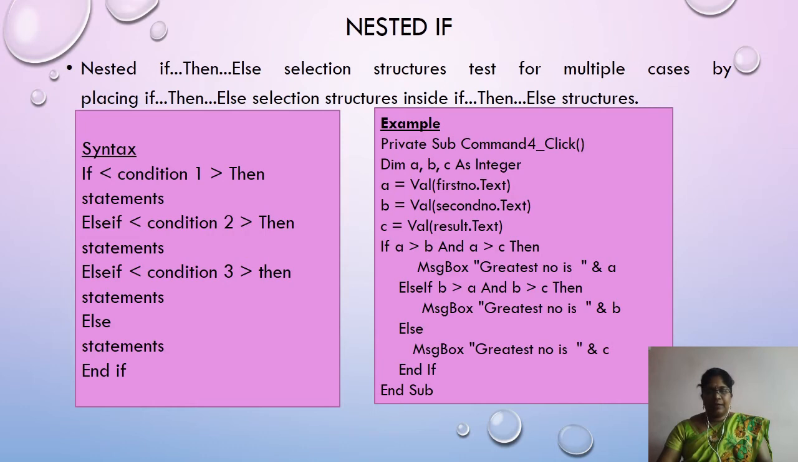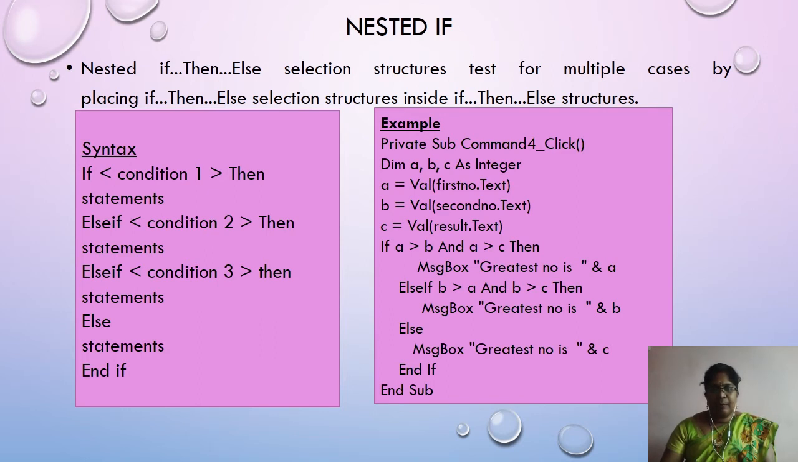So we have the syntax for nested if statement: if condition then statement, else if condition 2 then statement, else if condition 3 then statement, else. If none of the if conditions is satisfied, it comes to the else part and executes the set of statements over there, and it is ended by end if.